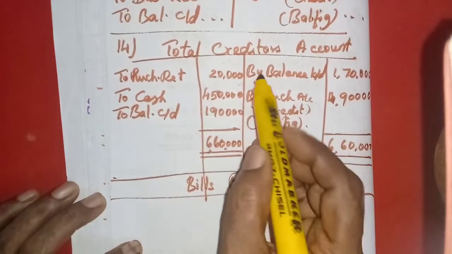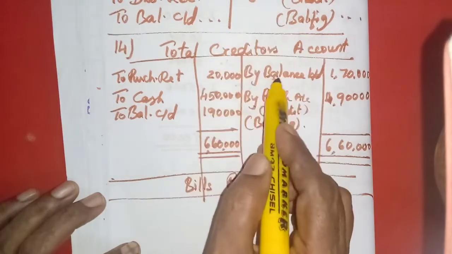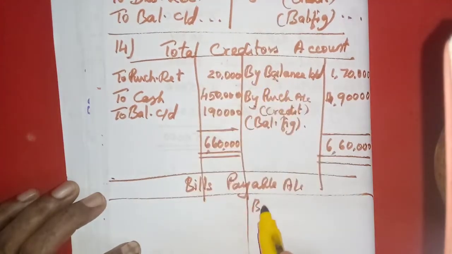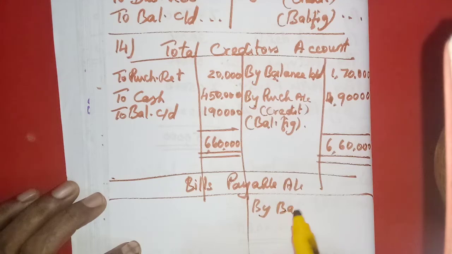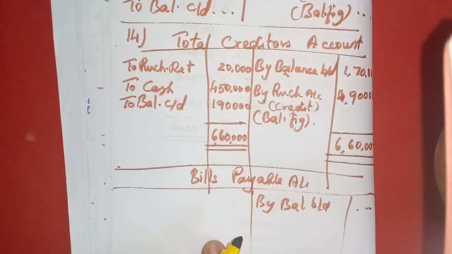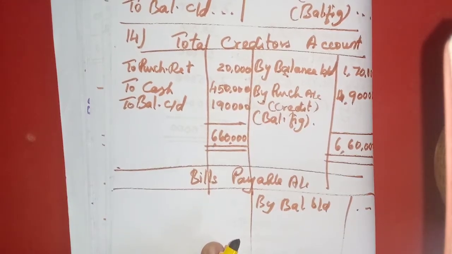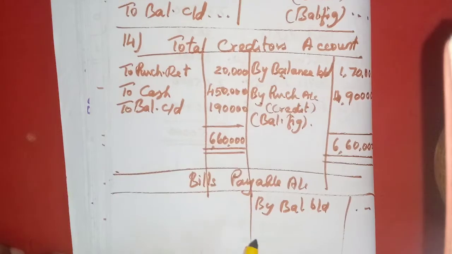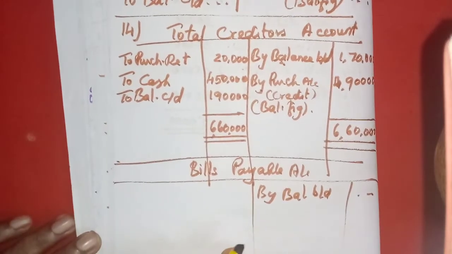Okay, first one, total creditors also credit balance, bills payable also credit balance, by balance brought down. Okay. Then here to balance carried down.